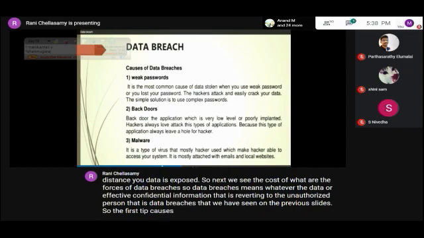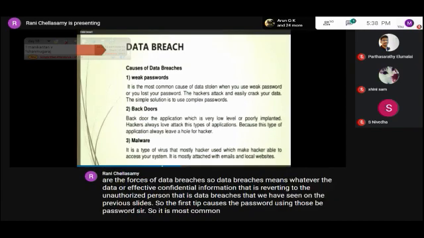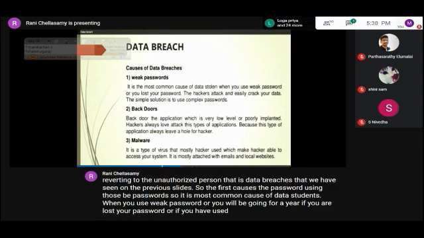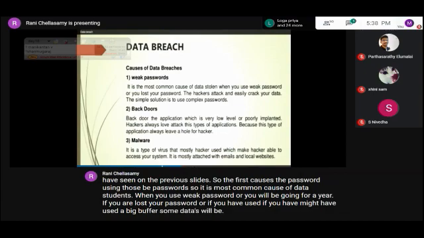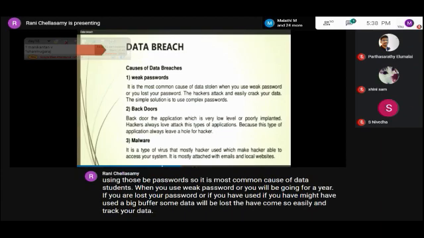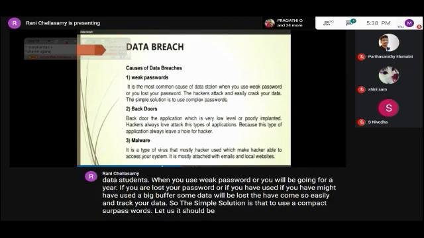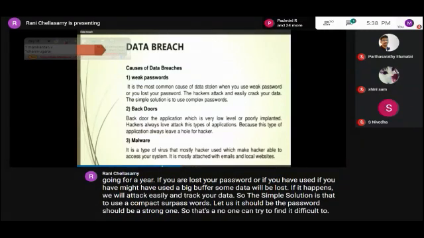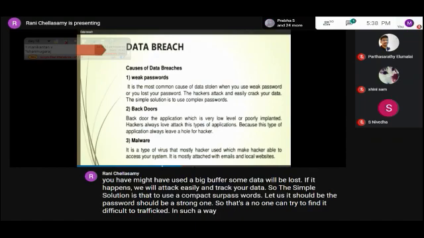So the first cause is weak passwords. It is the most common cause of data theft. When you use a weak password, or you lose your password, some data will be lost. Hackers will attack easily and track your data. So the simple solution is to use a complex password. The password should be a strong one so that no one can easily find or track it.